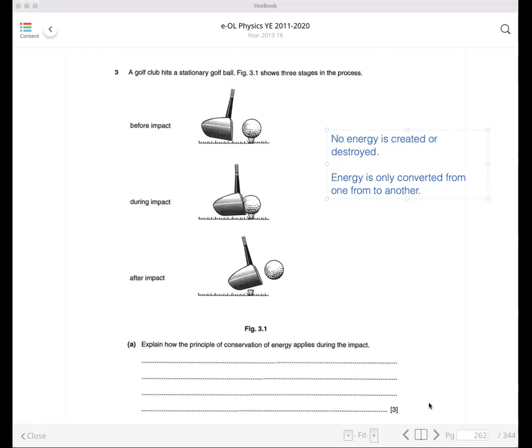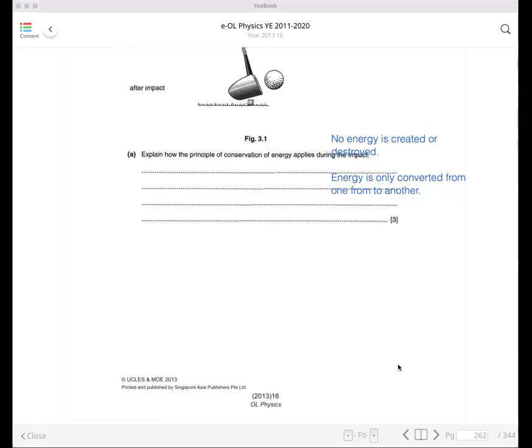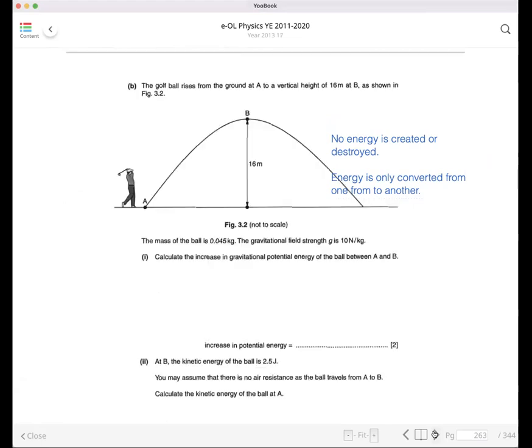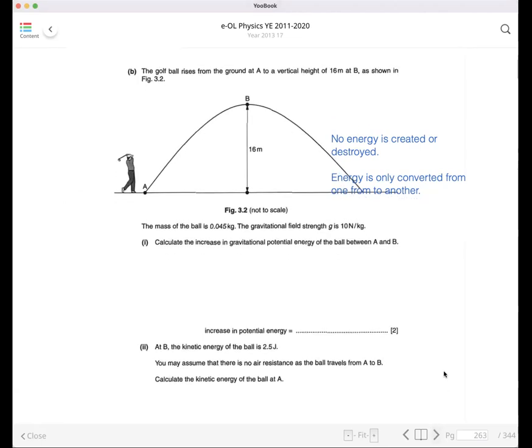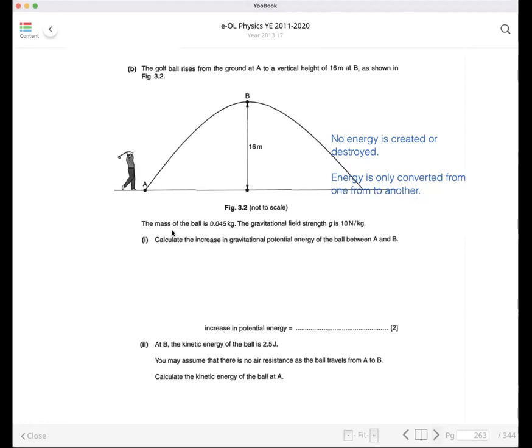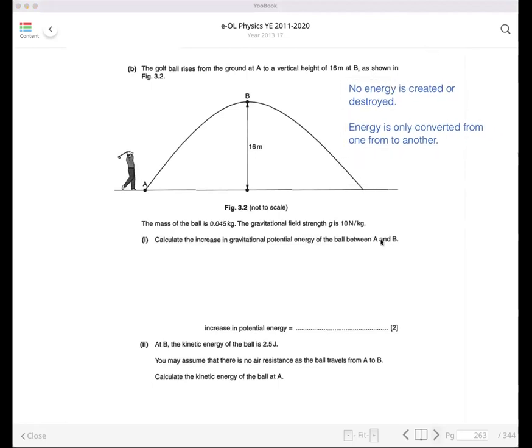Okay, so let's continue. Start doing part B, 1 and 2. Y'all may begin.